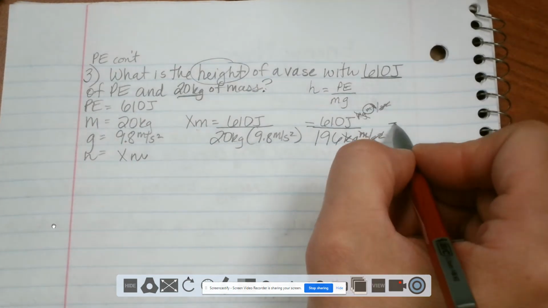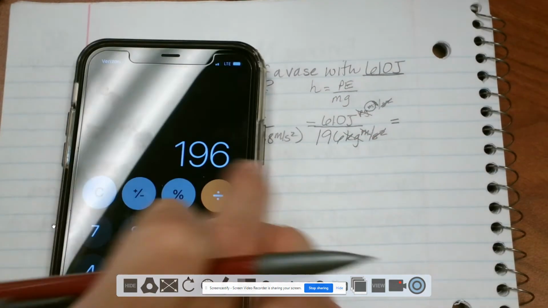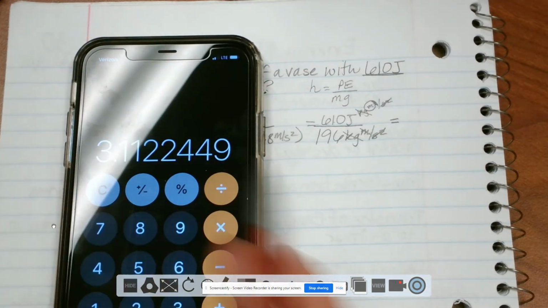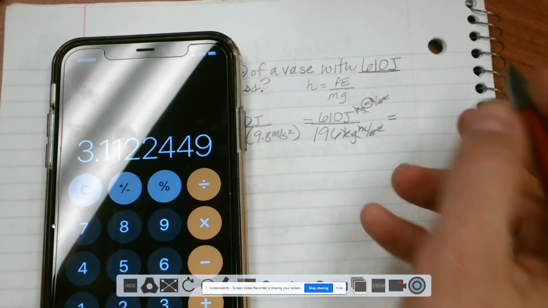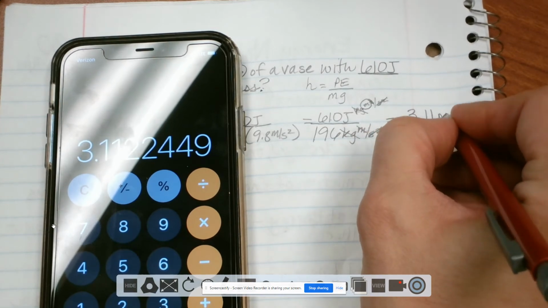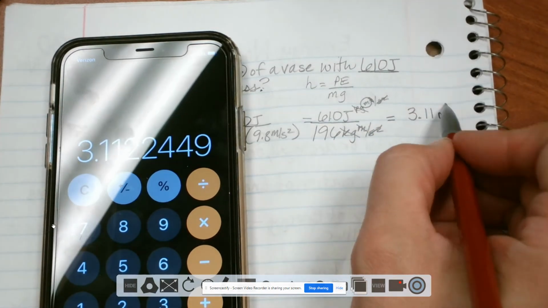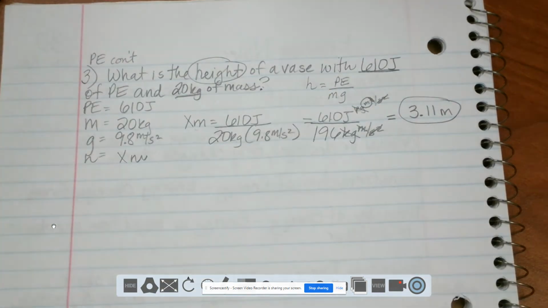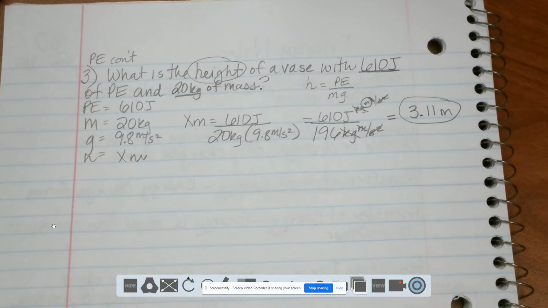And now that I've done that, I'm going to do the division. So now I do 610, and I'm going to divide that by 196, and that's going to give me 3.1, long number there, but let's go out to just four significant digits. 3.11. If you put 3.1, it's not the end of the world. 3.11 meters. Okay, so that's how we do the potential energy. So it's pretty basic. It's just one more variable compared to the other three variable ones, but it's pretty easy in math terms. Okay, so let's do kinetic energy.